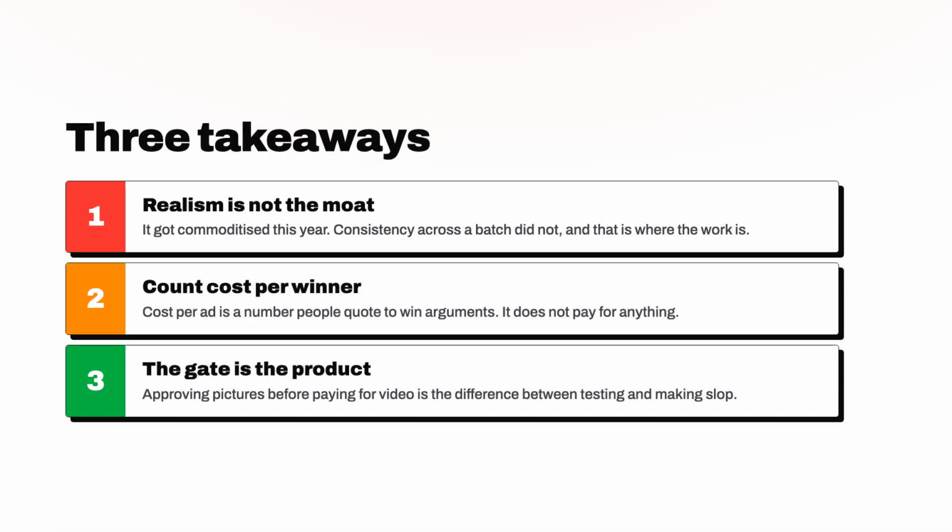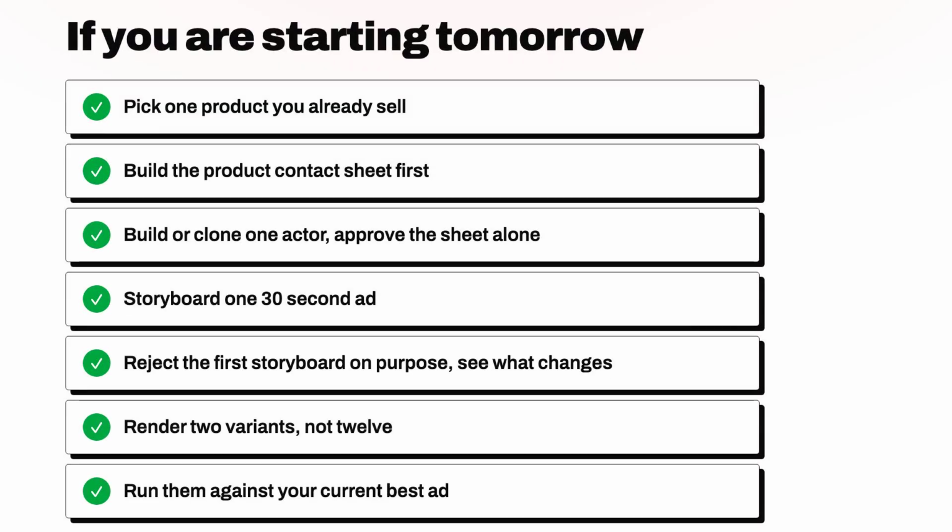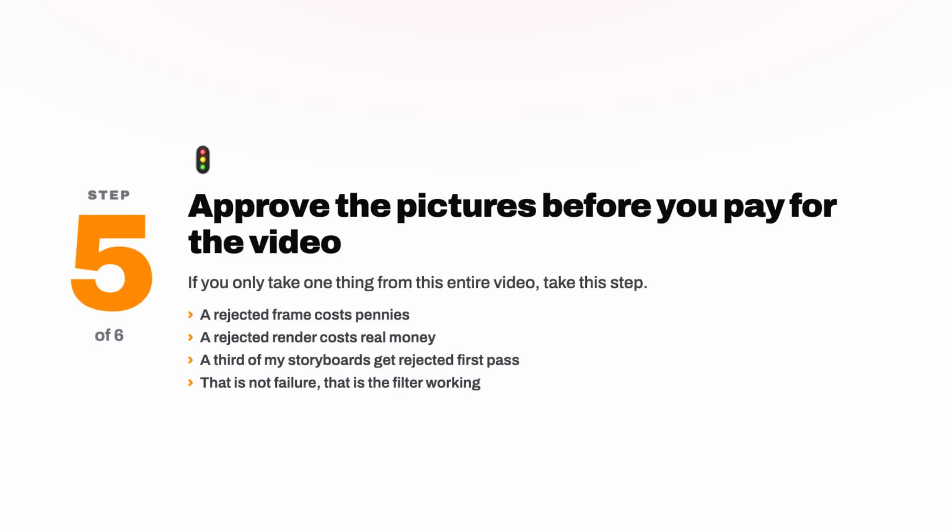3 takeaways. These are the ones I'd actually write down if I were watching this instead of making it. And 3 rules if you're going to try this. Break these and you'll produce exactly the slop everyone's complaining about, and you'll blame the models. The starting checklist. Do these in order, don't skip the sheet, don't skip the gate, and start with 2 variants rather than 12. If you only do one thing from this whole video, do this one: approve the pictures before you pay for the video.